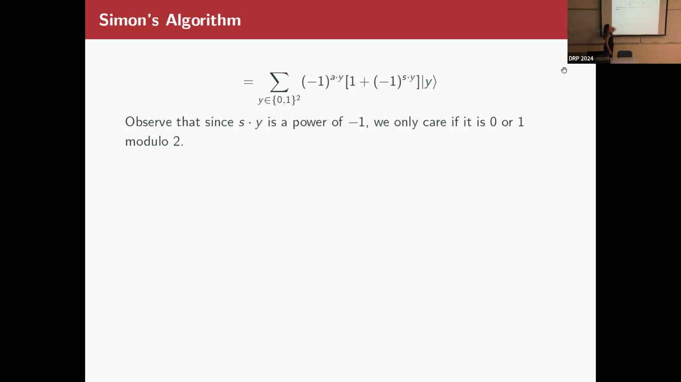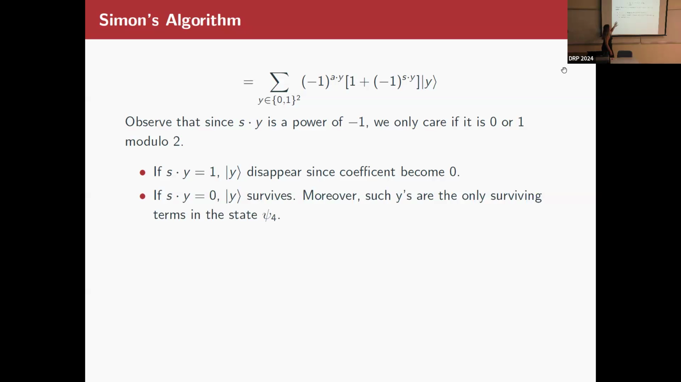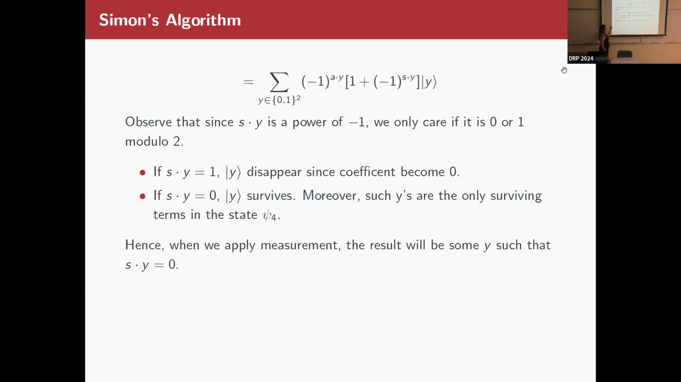Observe that since s·y is in the exponent of -1, we only care if it is 0 or 1, with the factor 1 over root 2. If s·y is equal to 1, then the qubit |y⟩ disappears because its coefficient becomes 0. If s·y is equal to 0, then the qubit |y⟩ survives. Such y's are the only surviving terms in the state of Psi 4. Hence, when we apply measurement, the result will be some y such that s·y is equal to 0.